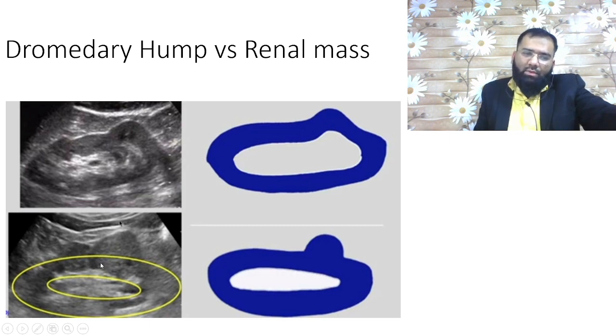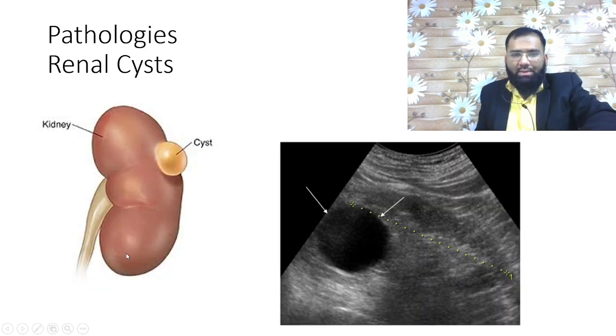But in this case, this is the region of dromedary hump. This is the region of the mass, and you see this thickness and the thickness over here is not the same. In fact, the thickness over here is more. That means this is not a case of dromedary hump. This is a case of renal mass, whereas this is a case of dromedary hump. So the upper one is a dromedary hump, and inferiorly this represents the renal mass, an exophytic renal mass.